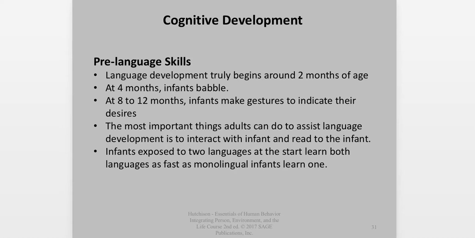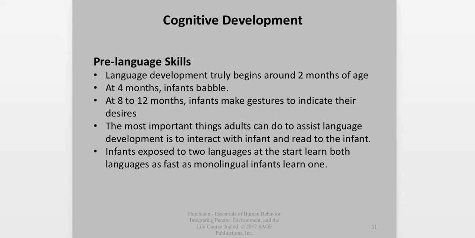Language development begins somewhere around 2 months of age. By 4 months, infants are beginning to babble. Well, later on, when the text talks about play, they also say that some of that babbling is play. But there is some early language development in their babbling. And by 8 to 12 months, they begin to make gestures to indicate what they want.